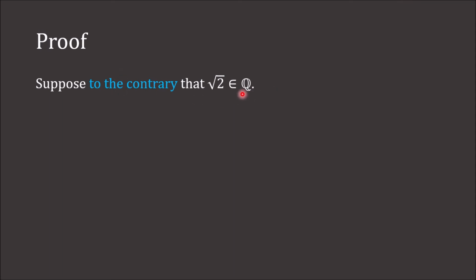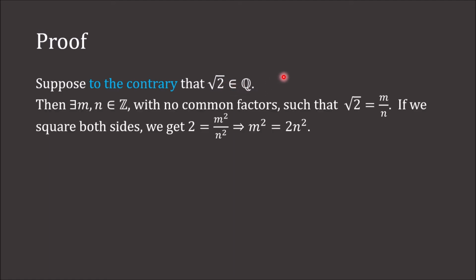Well, since we're assuming the square root of 2 is rational, there must exist integers m and n, with no common factors, such that the square root of 2 is equal to m over n. Now this is actually true by a property we have not yet looked at, but it is an axiom, so we can just take it to be true. If we square both sides, we get 2 is equal to m squared over n squared. So this means that m squared is equal to 2n squared.